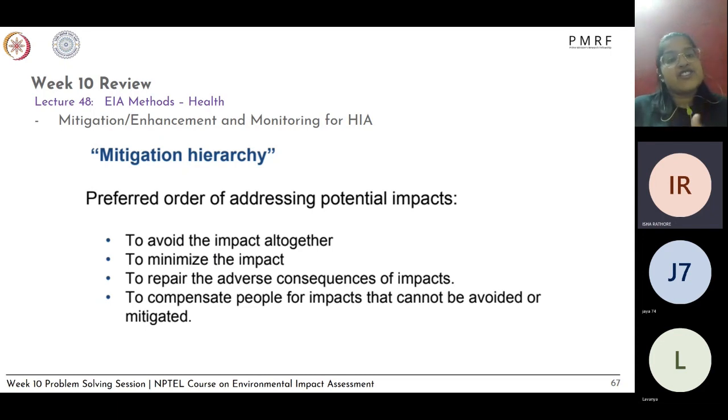And then there's also the mitigation hierarchy. So there's an order to addressing the impacts. The first step should be to avoid the impact altogether. Prevention is better than cure. That is the literal translation of the first step, that is, to avoid any impact on health. The second is to minimize the impact if you cannot avoid it. The third is to repair the adverse consequences of the impact. And the fourth is to compensate people for impacts which cannot be avoided or mitigated. So this is the mitigation hierarchy.